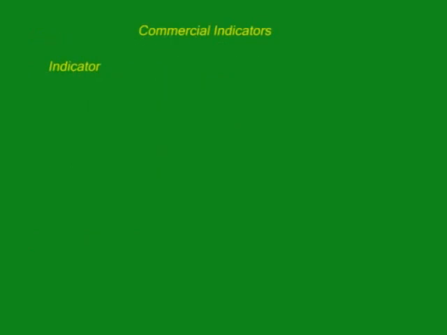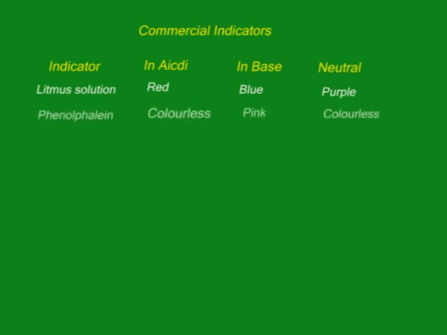Commercial indicators. There are three commonly used commercial indicators in chemistry labs: the litmus solution, phenolphthalein, and methyl orange. The litmus solution is purple in color. In acid, it turns red. In base, it turns blue and maintains its purple color in neutral solutions. Phenolphthalein is colorless in acid, pink in base, and colorless in neutral solutions. Methyl orange is pink in acid, yellow in base, and orange in neutral solutions.